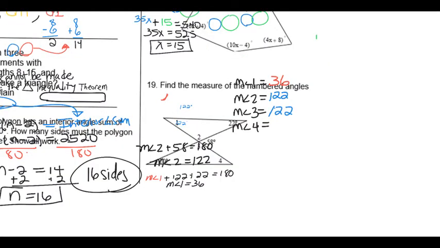Next, we need to find the measurement of angle 4. So the measurement of angle 4 plus 122 plus 20 equals 180.